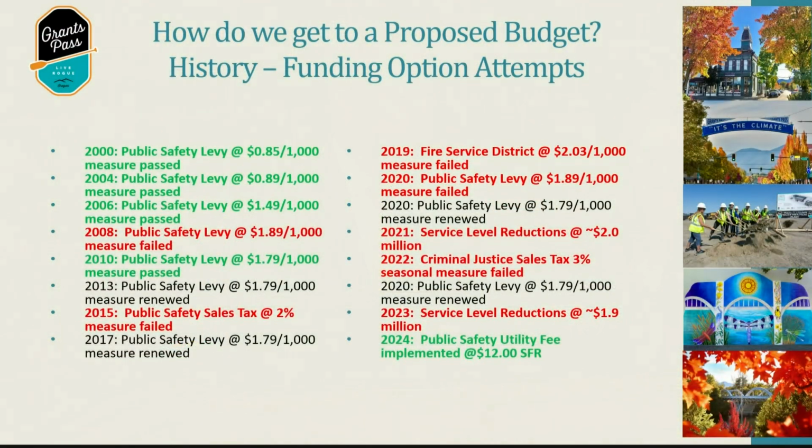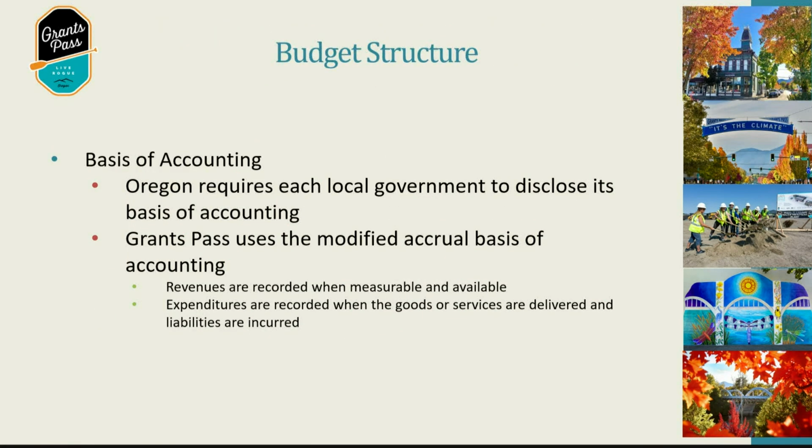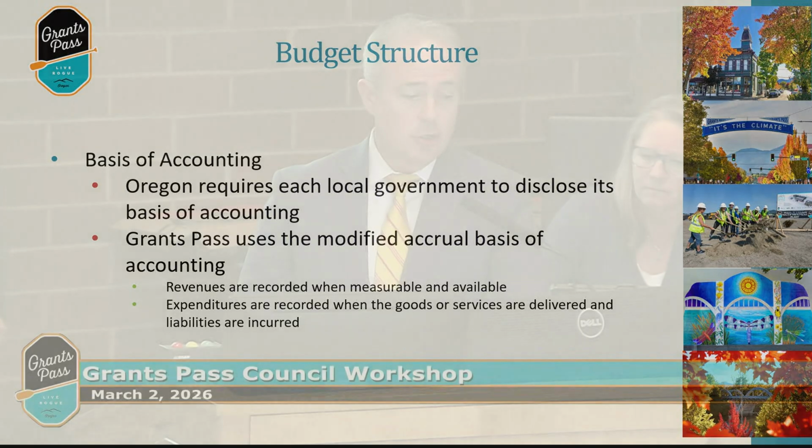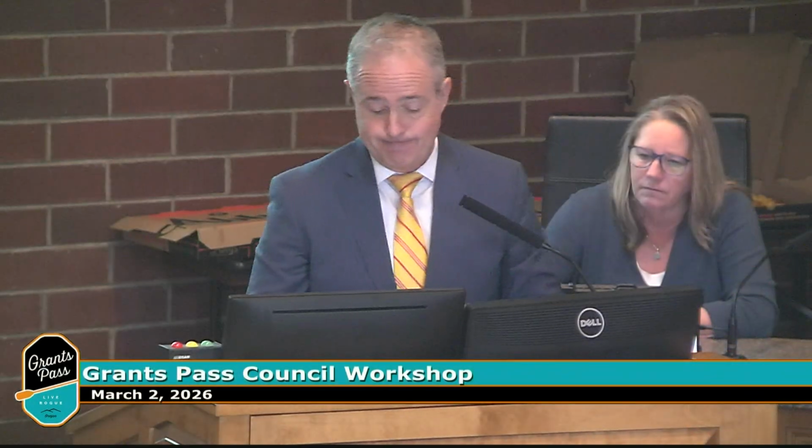And we've done a number of things like public safety levies. We've tried fire service districts, creating new service districts, and we've also implemented a utility fee to help level the expenditures and revenues with the community's needs when it comes to levels of service, especially when it comes to public safety and general fund operations. With that, I'm going to turn it over to our finance director, who's going to talk about the budget structure and our basis of accounting.